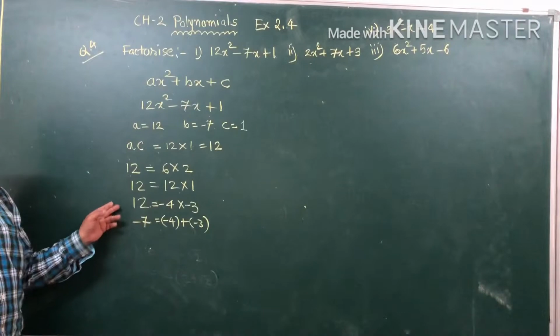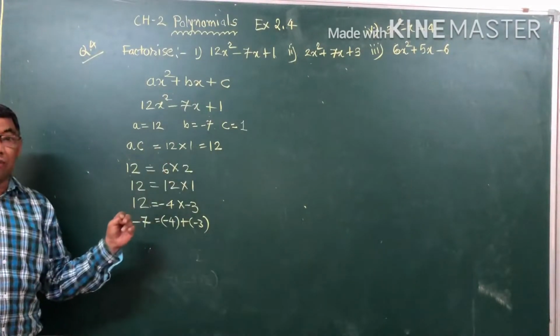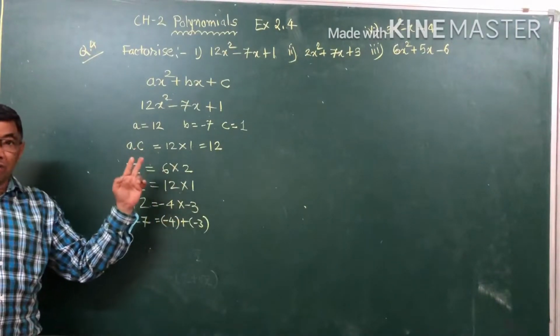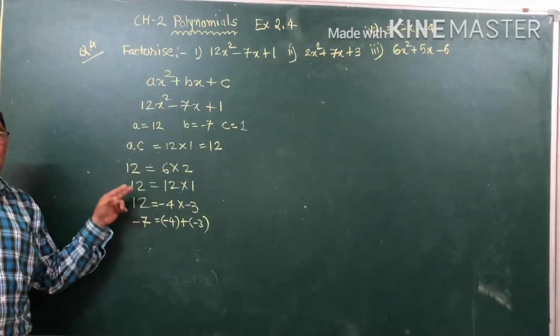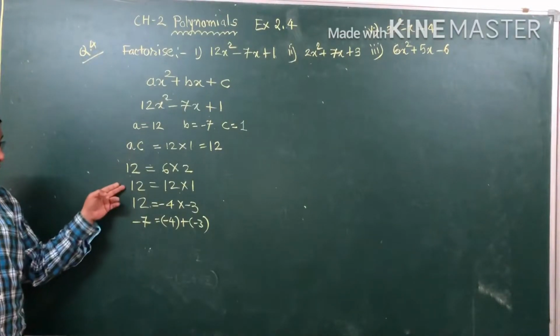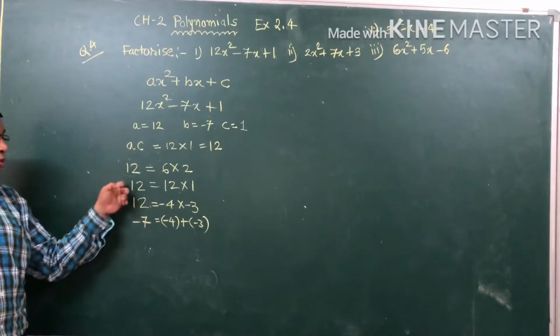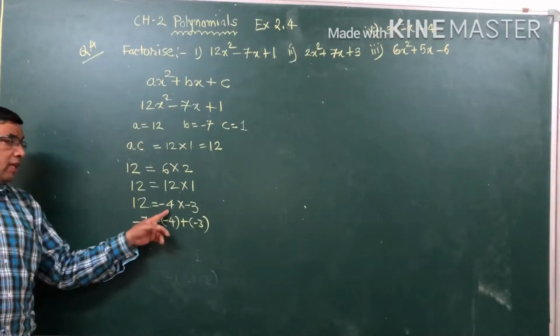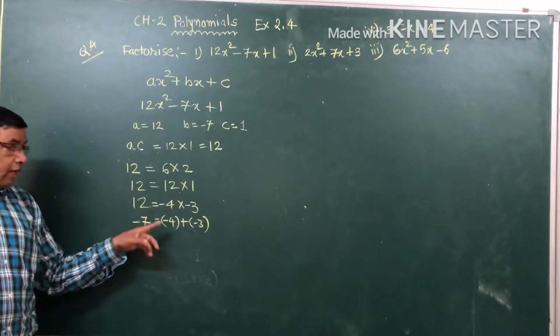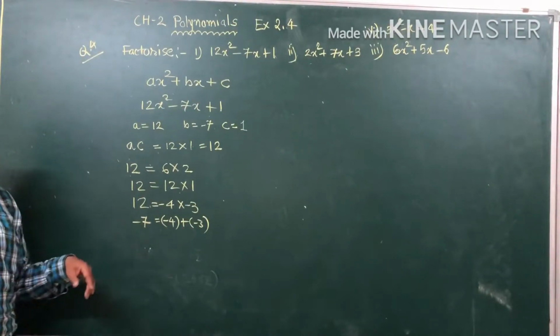So this way, A into C, whatever answer is coming, for that we have to find out two factors, and while adding those two factors we require B. So these other factors are not useful for us. Only minus 4 into minus 3 gives plus 12, and that total gives us minus 7.